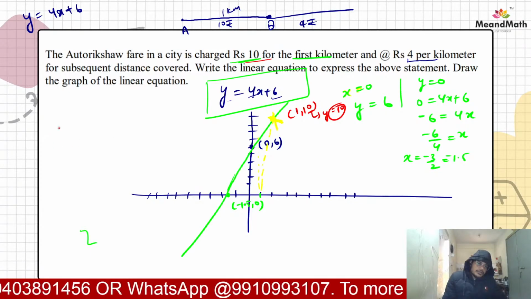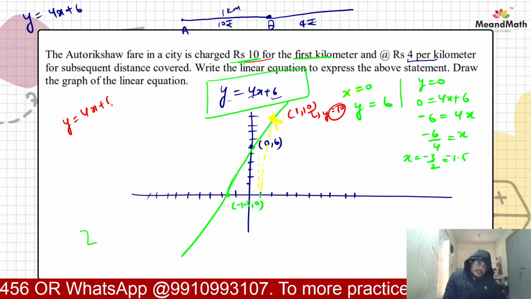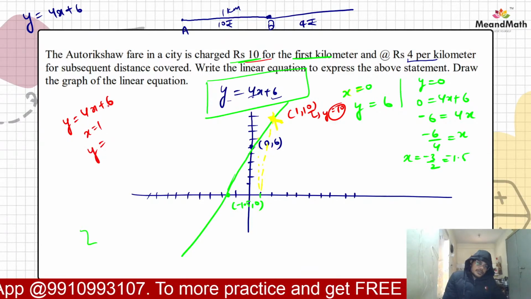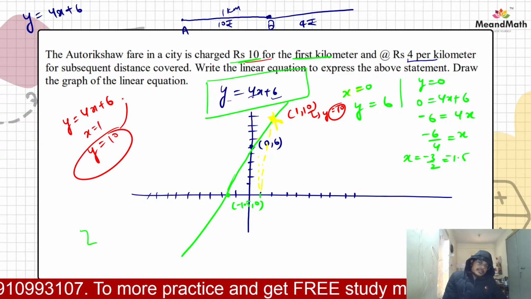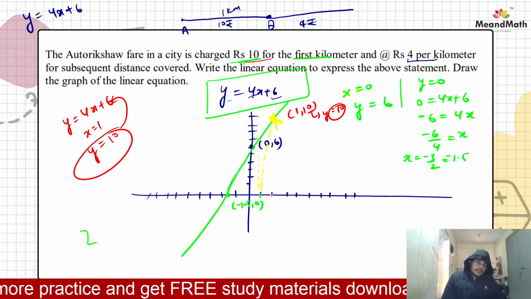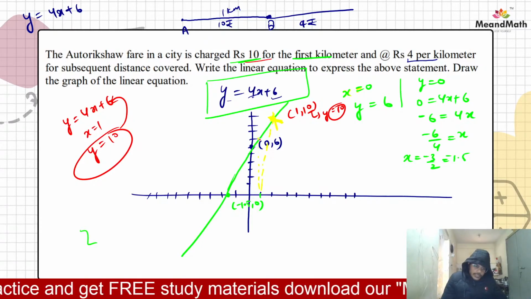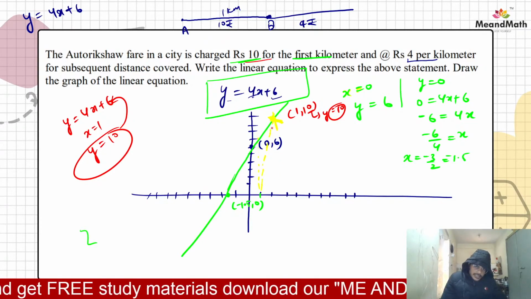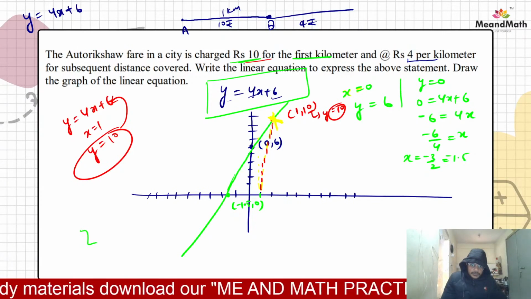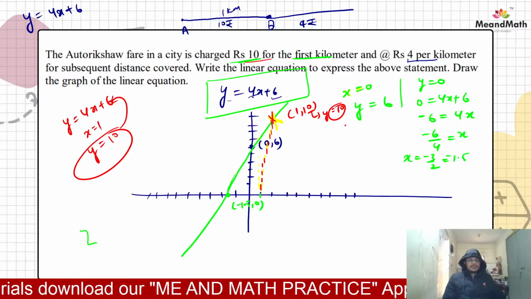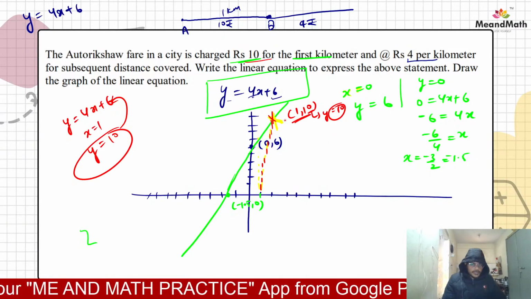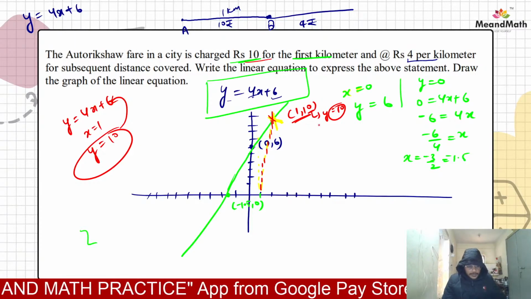Now you can check also, y equals 4x plus 6. Put x equals 1. You will get y is 4 plus 6, that is 10. This is the graphical solution, and this is the algebraic solution. But when you plot this graph on graph paper and check, draw a straight line at x equals 1, and you will see that it is exactly intersecting the graph at this point, right? 1 comma 10. You can check this also on the graph paper.